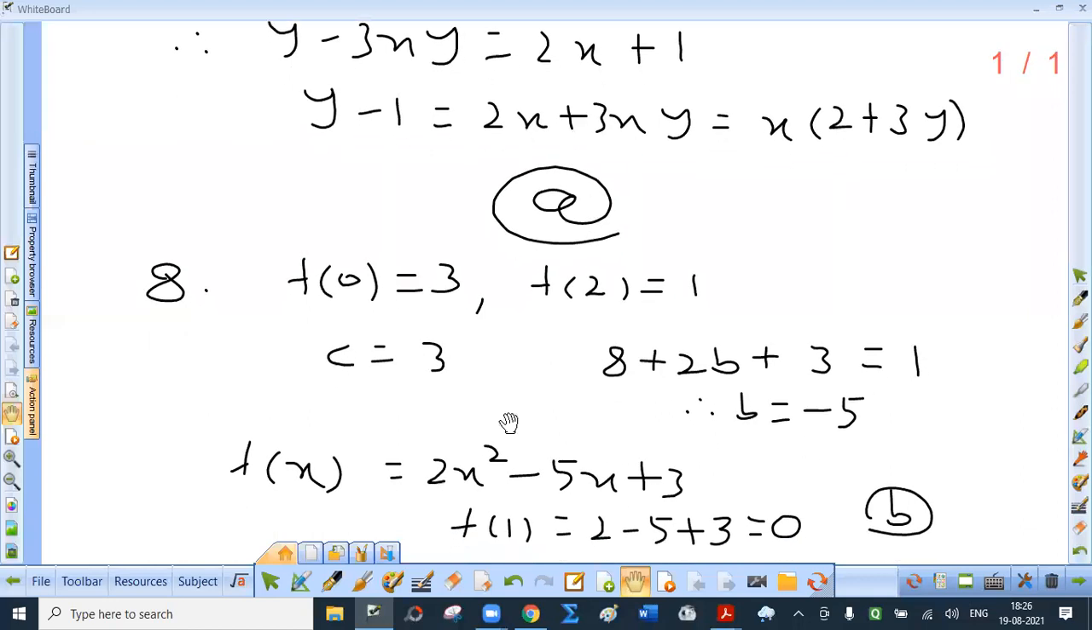So what is the function now? F of x equal to 2x square minus 5x plus 3. What is asked? F of 1. Replace every x by 1. You get 0. So correct option is B, Bombay.